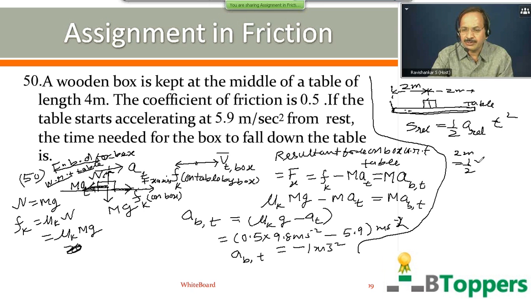Magnitude of the relative acceleration of the box with respect to the table is 1 meter per second square. You can simplify this, and you will get t equal to 2 seconds. So the time needed for the box to fall down the table is 2 seconds. So 2 seconds is the answer.